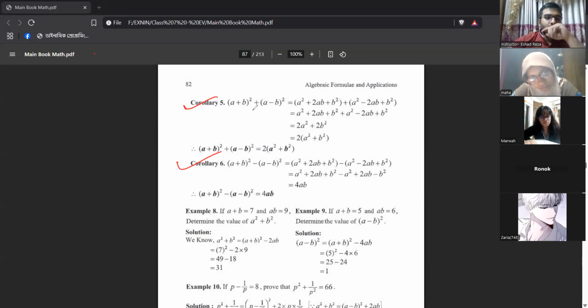But again, the corollary here is they're trying to find a formula for this. And what did they do? They just write the formula for a plus b whole square, and they just write the formula for a minus b whole square, and they see that there's a simple way to write it. It's just 2 times a square plus b square. And the same goes for a minus sign, right? It just becomes 4ab. So actually, corollary 6 is the most useful corollary that you're going to forget. Okay? So make sure you do not forget these corollaries, corollary 5 and 6.